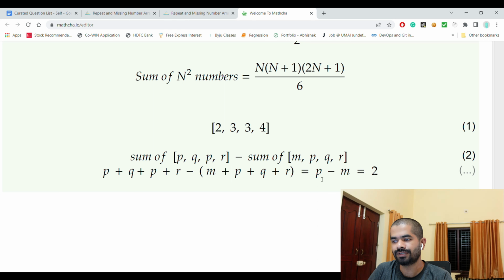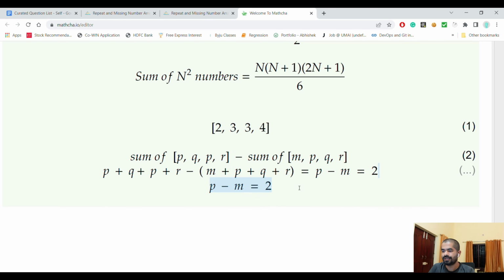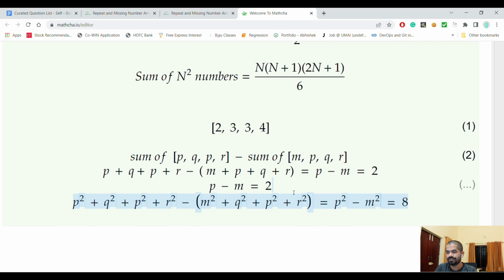So we got the first equation, p minus m. In that question, it would have been a minus b. P being the duplicate, m being the missing number. Next step, we got that equation.